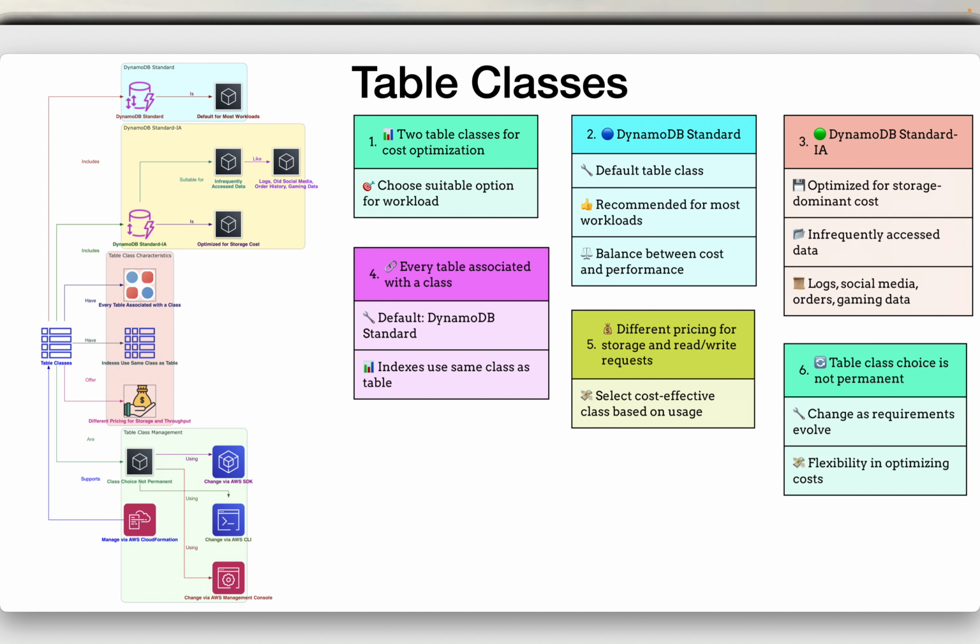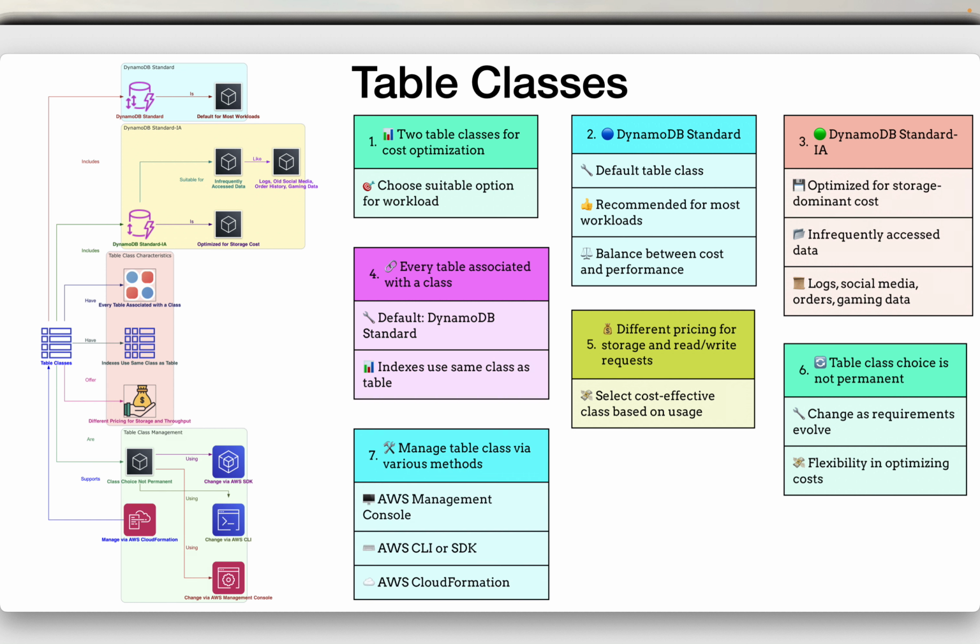The choice of a table class is not permanent. You can change this setting as your requirements evolve, providing flexibility in optimizing cost over time. You can manage your table classes using the Management Console, CLI, or SDK. DynamoDB also supports managing your table class using AWS CloudFormation for single region tables and global tables.